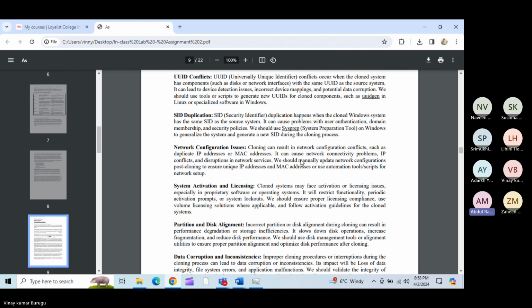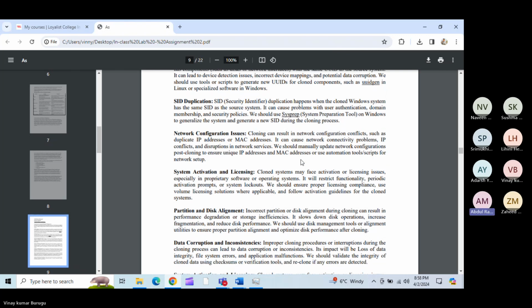In addition to this, network configuration conflicts such as duplicate IP or MAC addresses can disturb network connectivity and services post cloning. Manual updates to network configurations or automation tools are essential to ensure unique addresses. Additionally, activation and licensing issues may arise, restricting functionality in software or operating systems. Proper licensing compliance, volume licensing solutions, and activation guidelines are crucial to avoid such restrictions.